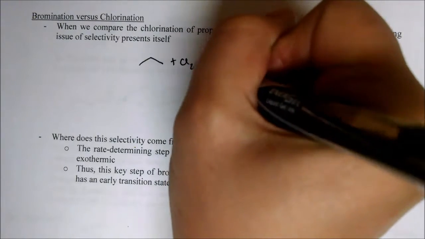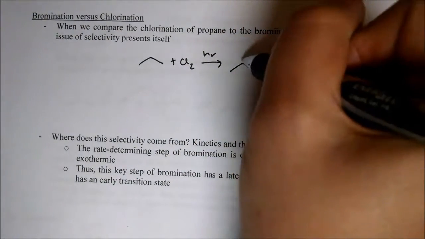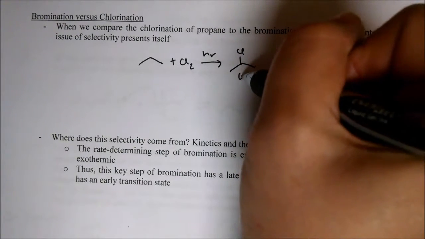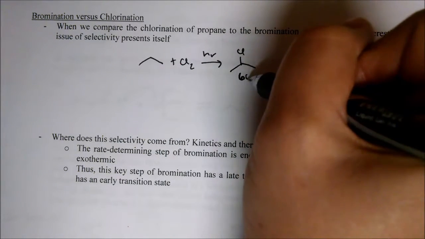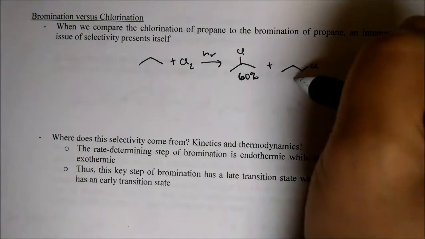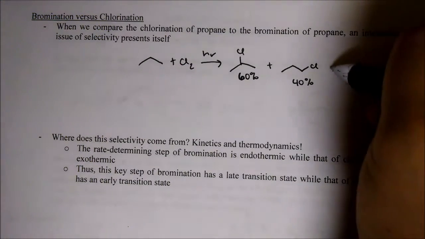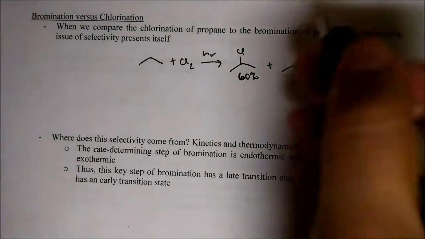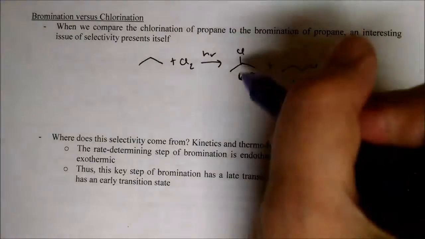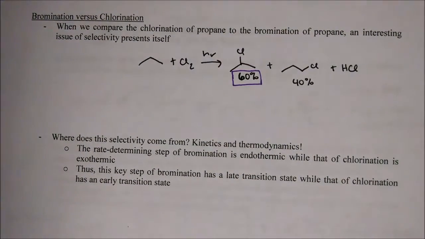So when we take propane plus chlorine, again we throw in some H nu, we get 60% of this guy and 40% reacting with that primary hydrogen, forming the primary radical. We do make HCl, but importantly here, this guy is our major product. Okay, he's the most abundant.